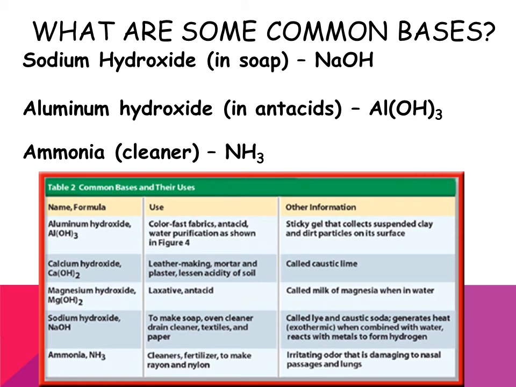Here are some common bases. Sodium hydroxide, that's found in soap. Aluminum hydroxide, that's in antacids. And ammonia, which is a cleaner. And you can look at some more common bases and their uses in the table.